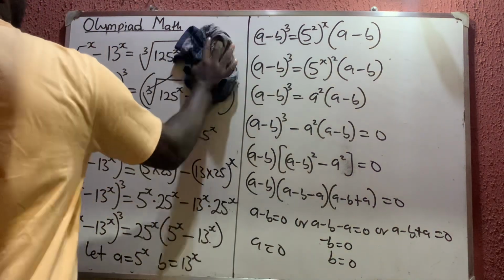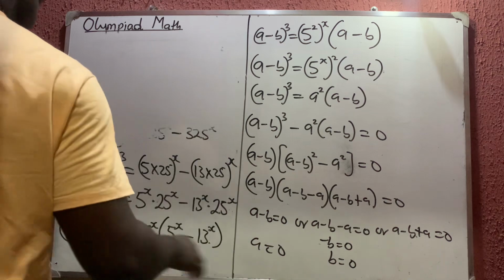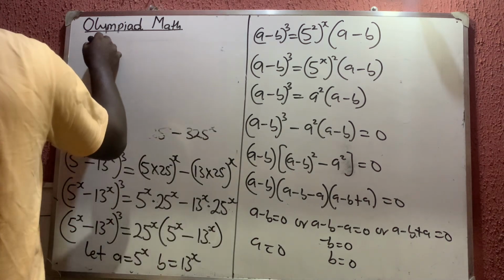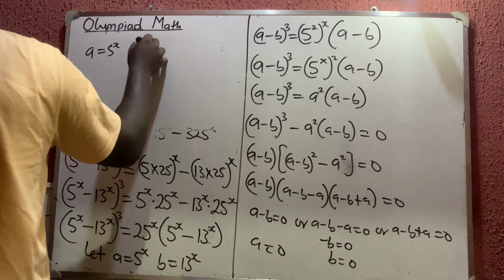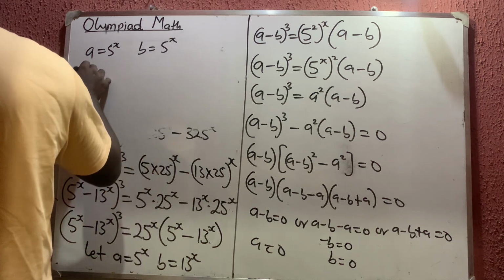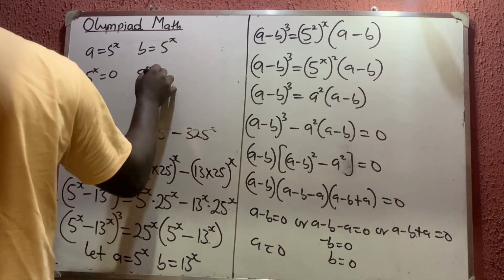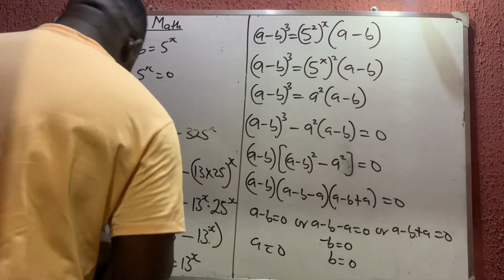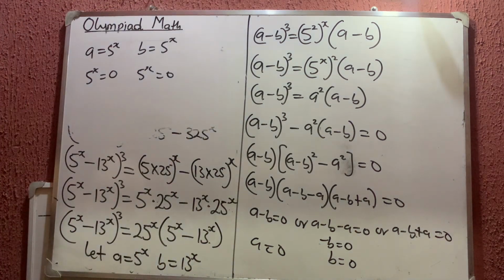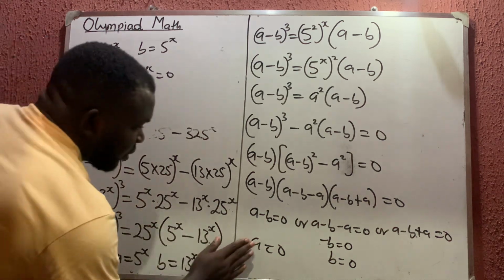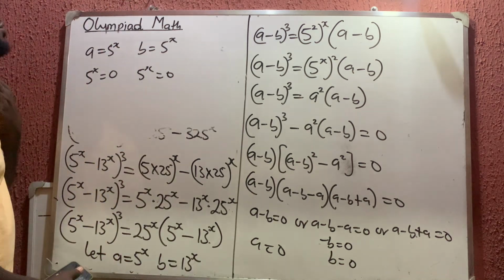So let us recall what we said: a is equal to 5 raised to power x and b is equal to 13 raised to power x. So 5 raised to power x is equal to 0 and 13 raised to power x is equal to 0. Is there any solution here? I don't think so. There is no solution there for that particular one.